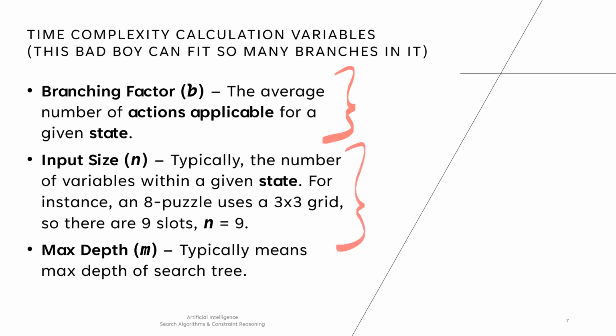And then max depth. Max depth of the search tree, basically how many actions down is it possible that we can go. Typically max depth is an incredibly large number. Same thing for input size. Branching factor is something that may be a little bit lesser.